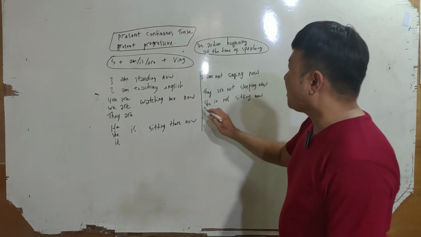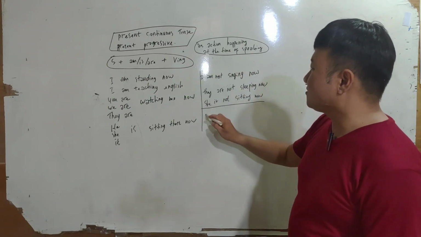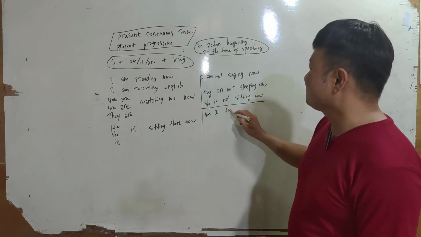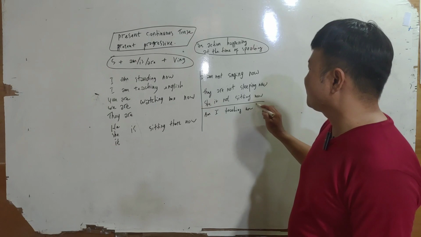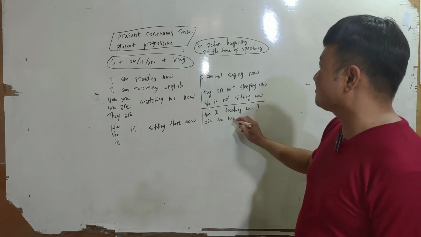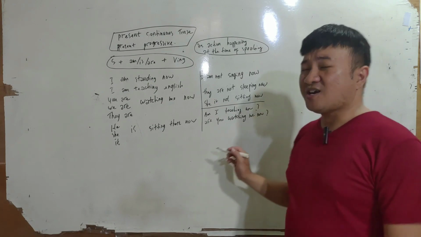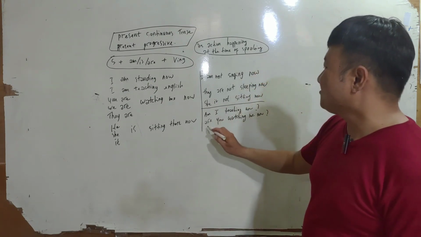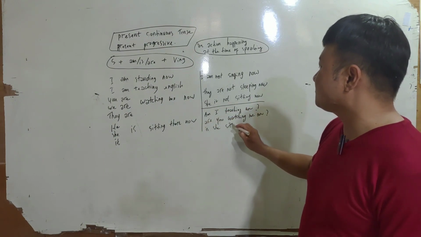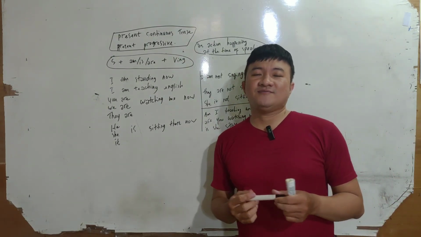Just plus not. And to make the interrogative, we just insert the to be and put it at the front. So like, am I teaching now? Or are you watching me now? Or is she sitting now? Yes, she is, for example.